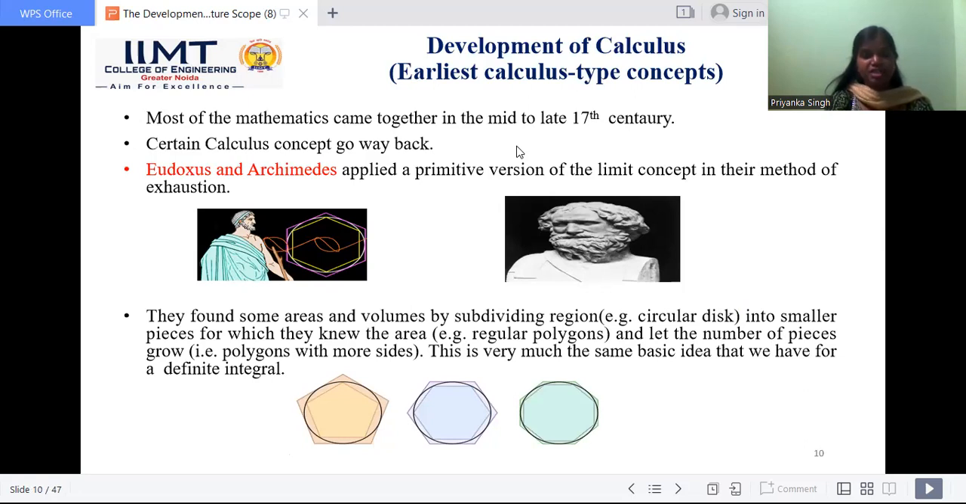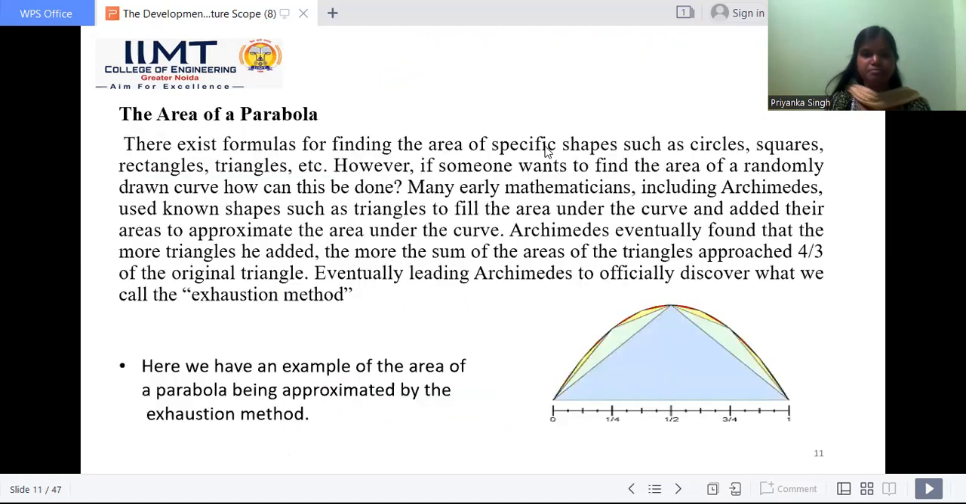Eudoxus and Archimedes applied a primitive version of the limit concept in their method of exhaustion. They found some areas and volumes by subdividing a region, for example a circular disc, into smaller pieces for which they knew the area, such as regular polygons, and let the number of pieces grow, polygons with more sides. This is very much the same basic idea that we have for a definite integral.